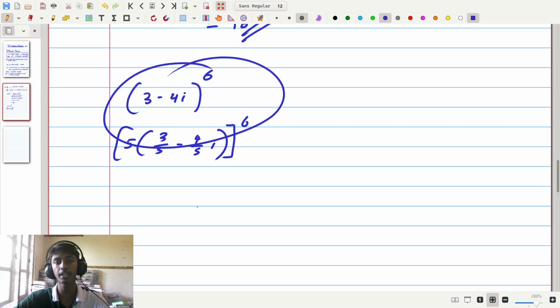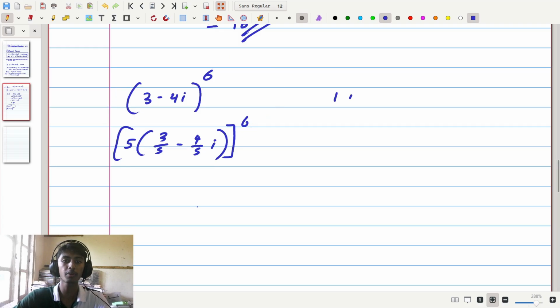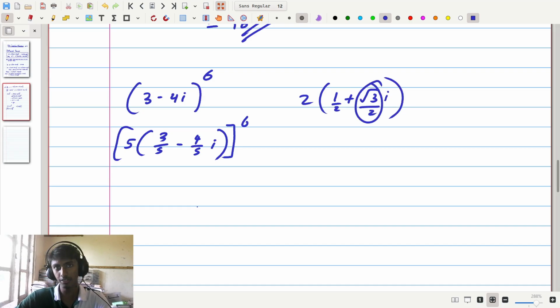You could also of course try some things that are easier to solve, like for example 1 plus root 3i or something like that, which here you can see if we take a 2 out, we're going to get half here and root 3 over 2 here, which, as you know, this is the cosine of 60 degrees and this is the sine of 60 degrees and things like that.